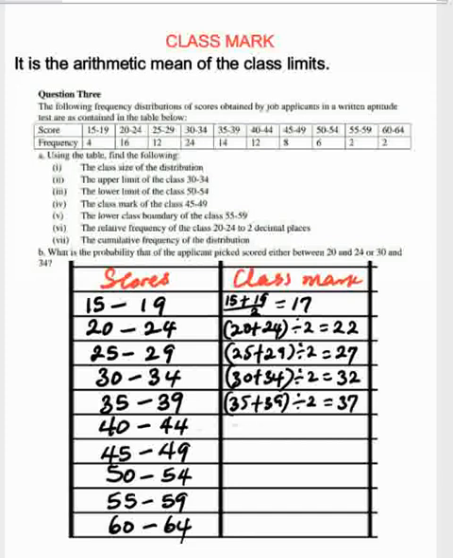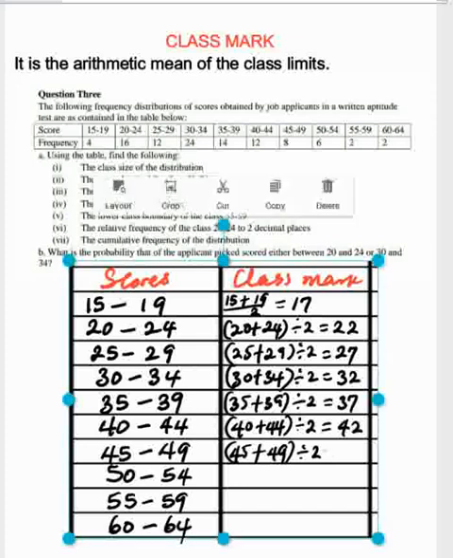For this, we're going to have 40 plus 44, this will be equal to 84, and when we divide it by 2, we're going to have 42. Here we have 45 plus 49, this will give 94, and when we divide 94 by 2, we are going to have 47.